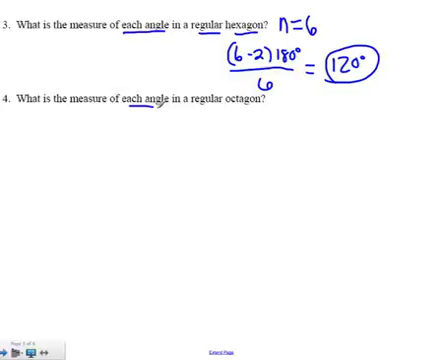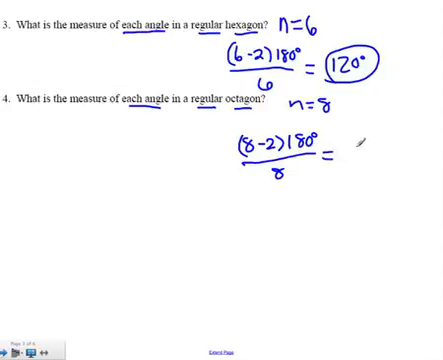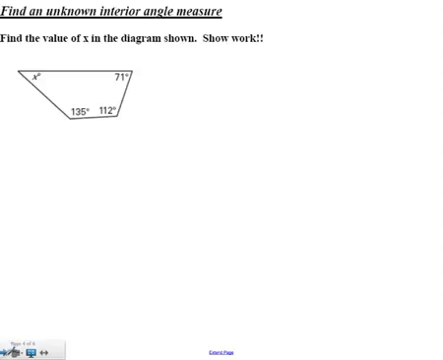The measure of each angle in a regular octagon. Remember, octagon means 8. So we'll say 8 minus 2, that gives us 6. 6 times 180 divided by 8 should give us 135 degrees. So most of these answers came out to be really nice, 120, 135, but it is possible to get some sort of decimal representation for your interior angles. It's totally fine to have that.